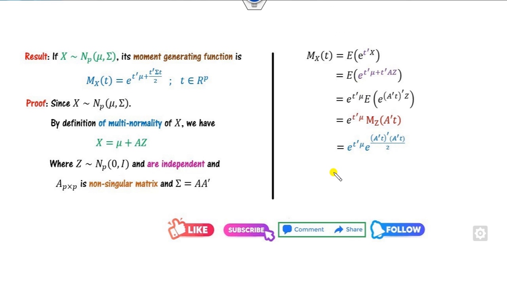Again I can use the property, that is mu transpose. This will be T transpose A transpose. Transpose of transpose is the original one, that is A, which comes to be this quantity. Now what is the value of A into A transpose? A into A transpose is sigma, so this will be e to the power T transpose mu plus half T transpose sigma T. Now you can add them, you will get the same expression as this result, and that's the derivation of the moment generating function.